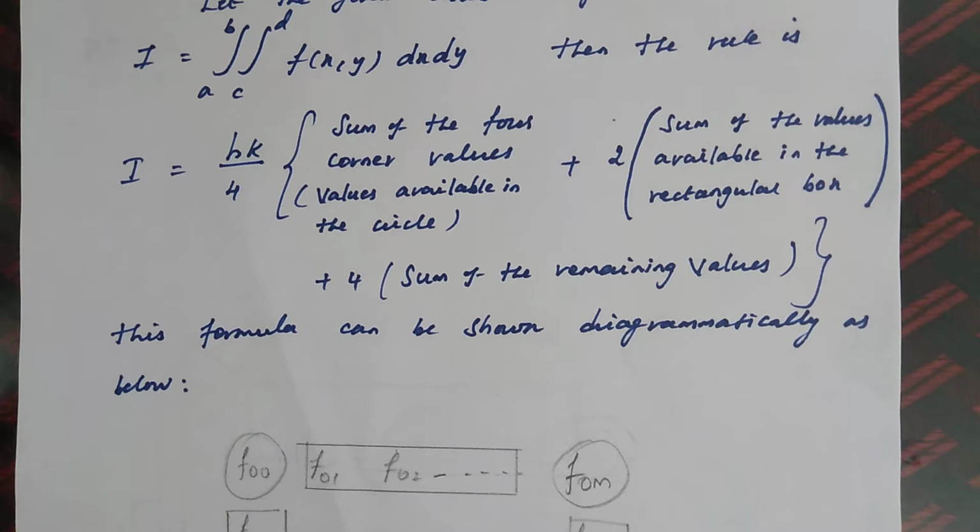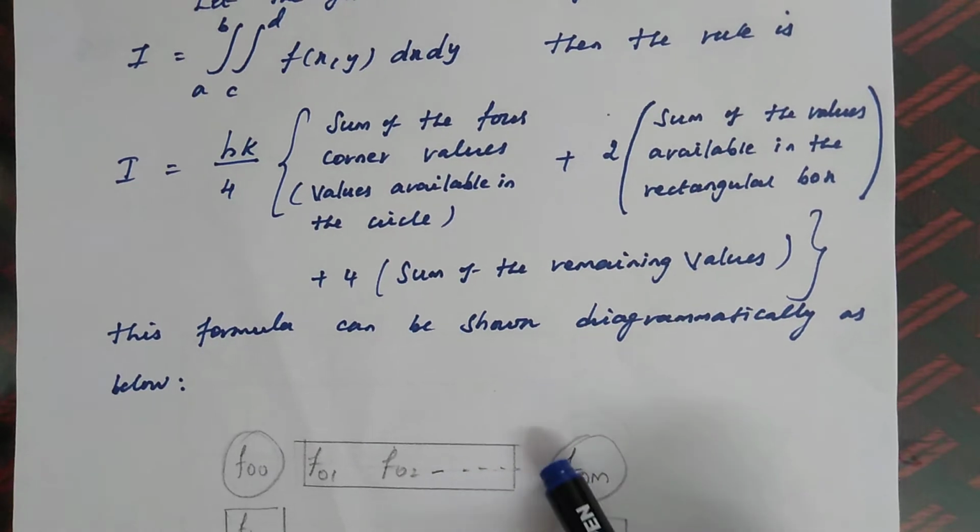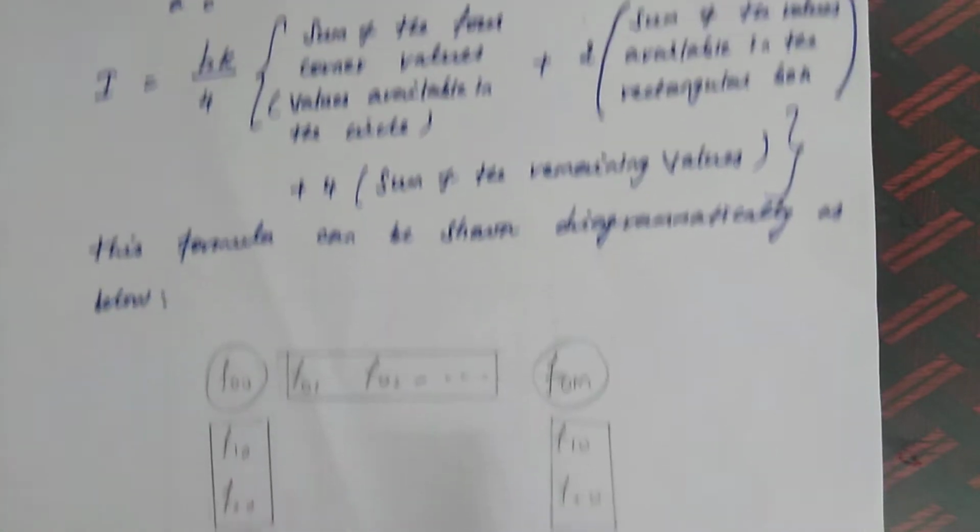This formula can be shown diagrammatically. When we are doing the problem, we will enter the values as we noted in the difference table, where we calculated x values and y values, first difference, second difference. Likewise here, the first value is x0, y0, and that value will be denoted here. Likewise x0, y1, x0, y2, up to the last value of y, that is m. Likewise for x and y, the last values are n and m.